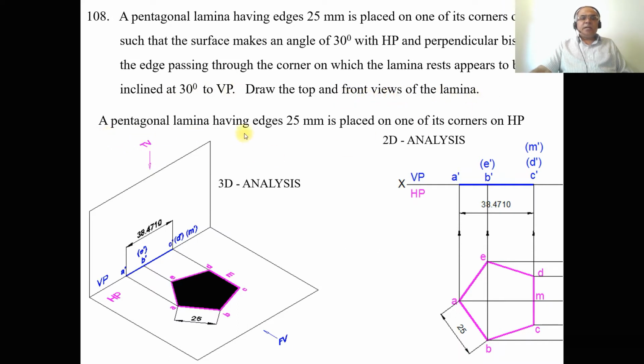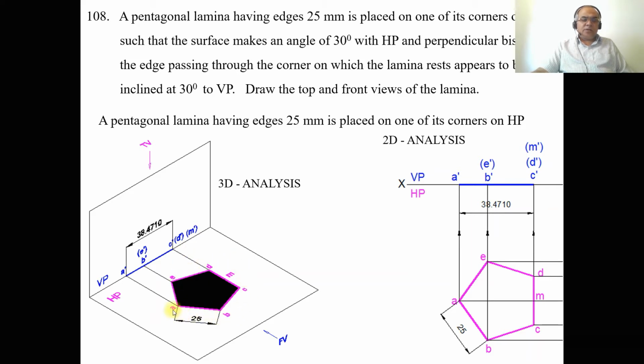So he says a pentagonal lamina having edges 25 mm is placed on one of its corners on HP. As the pentagon has an odd number of sides, whether it is resting on a corner or a side, always one of the sides has to be perpendicular to VP. So we have to construct it, and he also says it makes an angle of 30 degrees with HP. So in the initial position, we make the surface of the lamina make 0 degrees with HP, so that means it is parallel to HP.